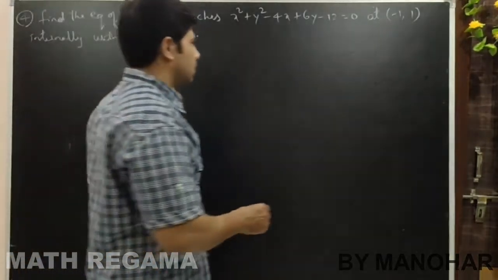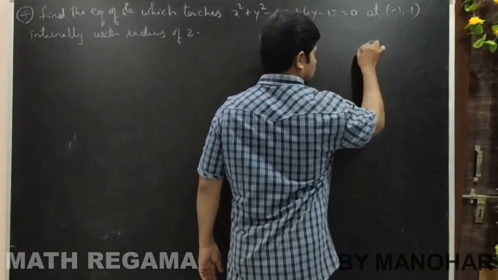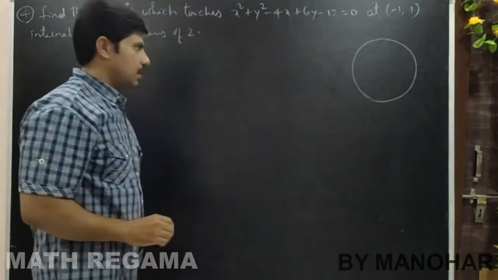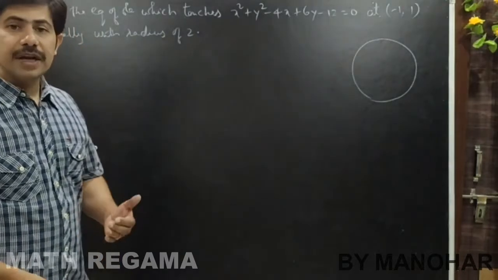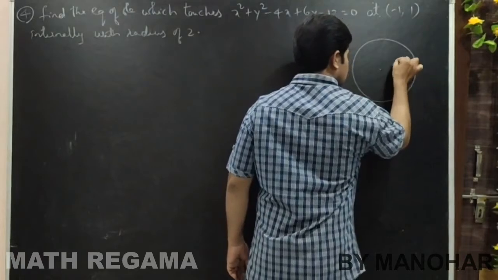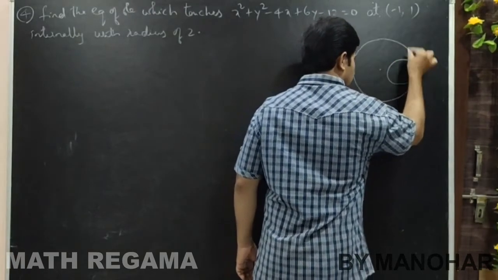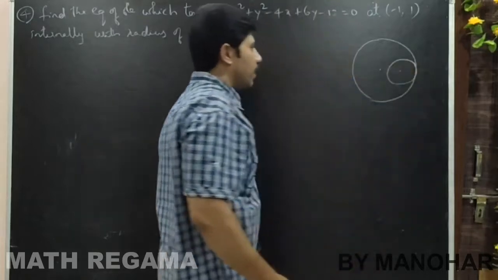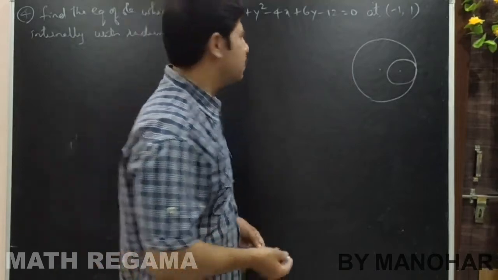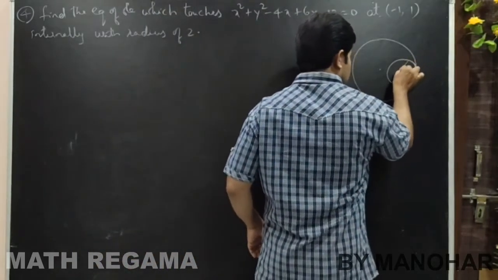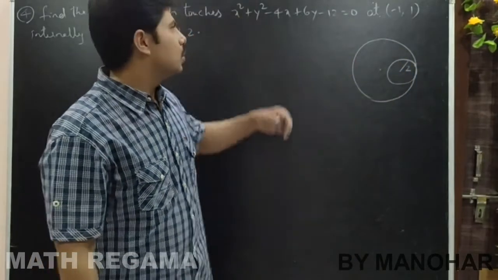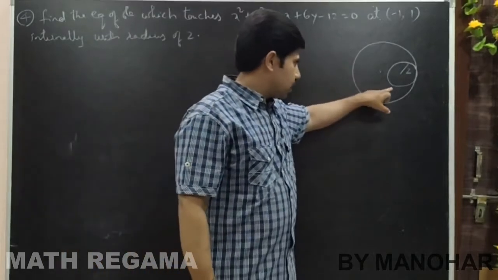That means this is a circle. One circle is given to us. Now we have to find the equation of a circle which touches the given circle internally. The radius of the required circle is 2. We have to find the circle whose radius is 2.